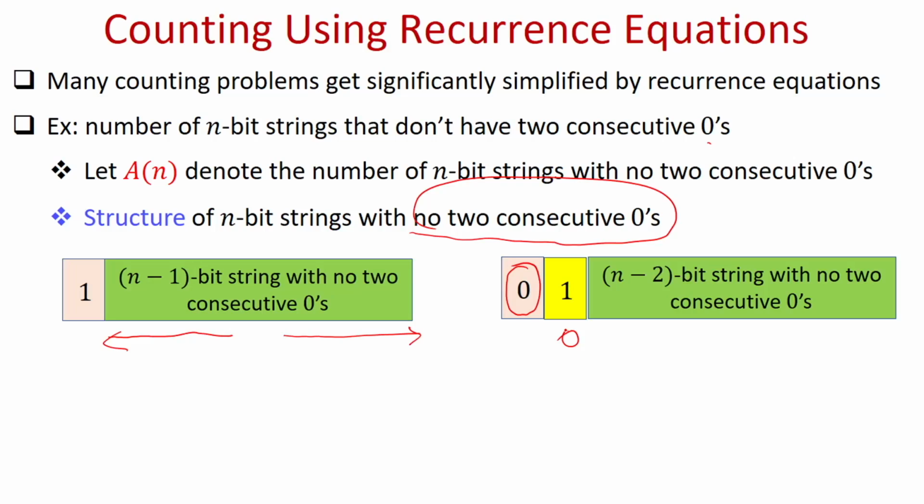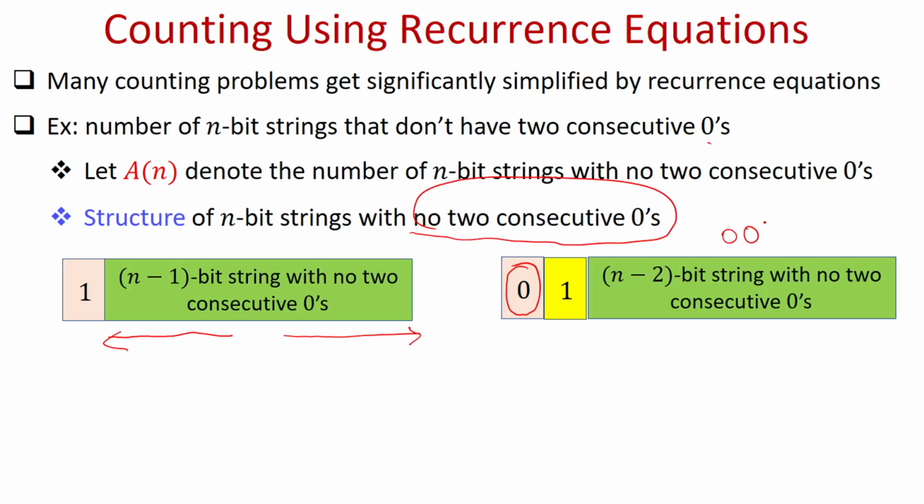Violation of the property that the string has no occurrence of two consecutive zeros. So definitely the second bit position has to be 1. And now what can I say about the remaining n minus 2 bits in this string? I can definitely say that the remaining n minus 2 bits should not have any occurrence of two consecutive zeros, because if 0, 0 appears anywhere in the remaining substring of length n minus 2, then the overall string cannot be considered a valid string of length n, right?